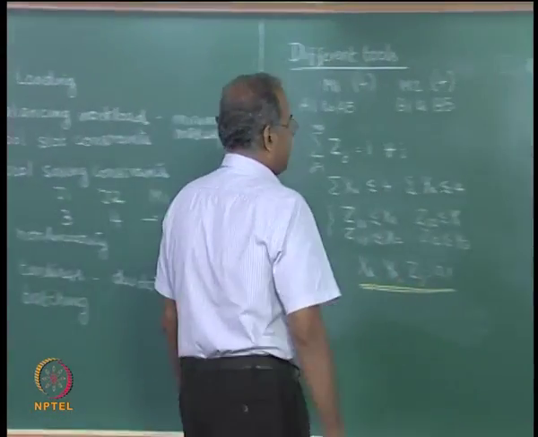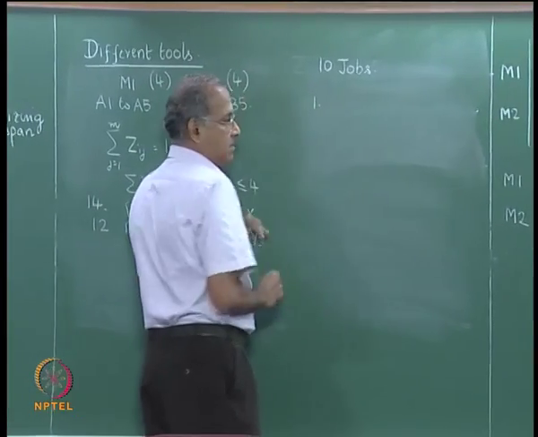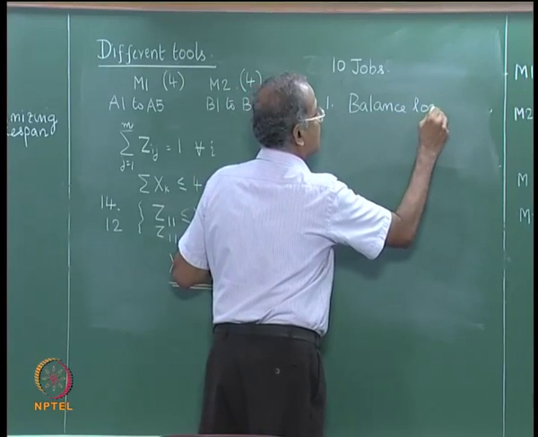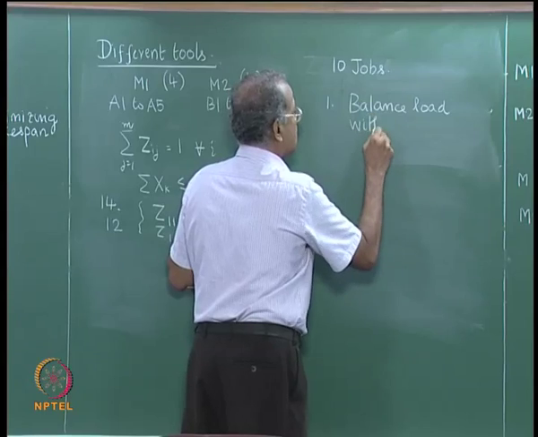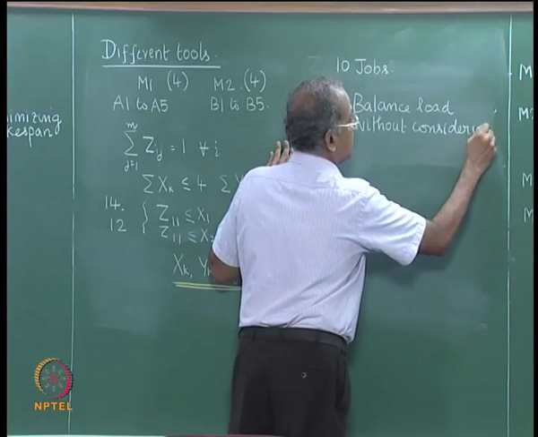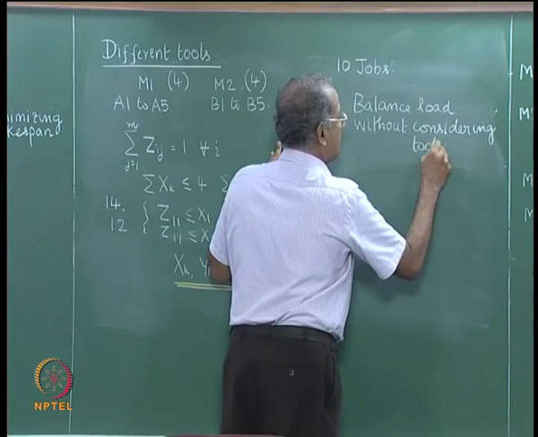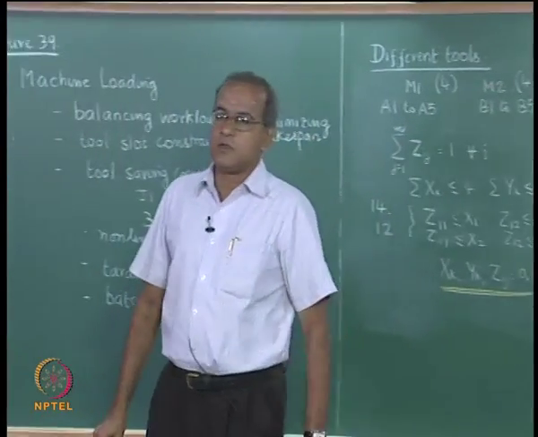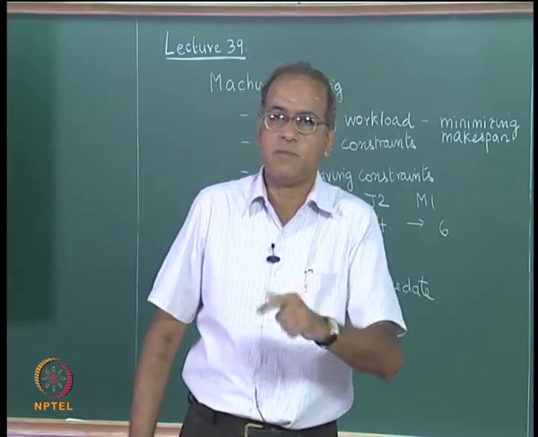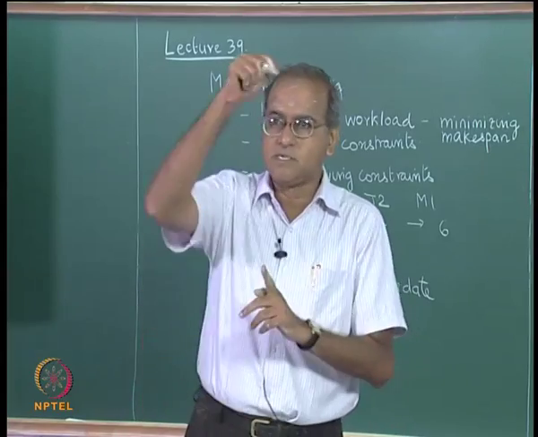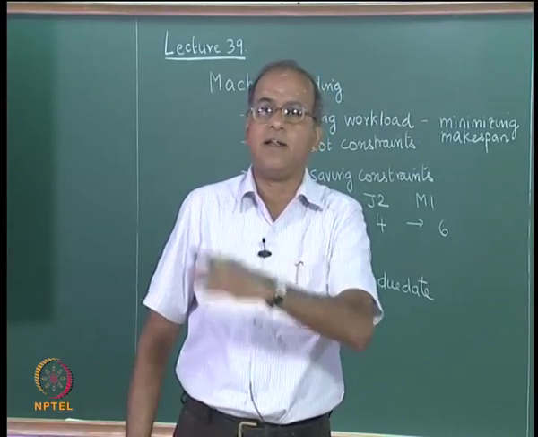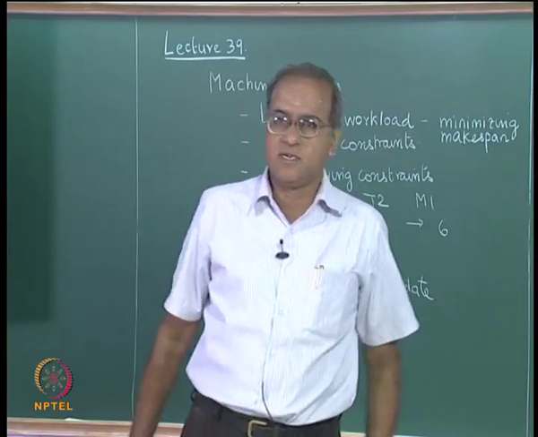So, phase 1 problem will be to simply balance workload without considering tool slots. So, this problem will be similar to non-identical parallel processor makespan minimization on a single machine, because each job will require different processing times on the machines. So, parallel processors are non-identical. Now, tool slots are not considered.